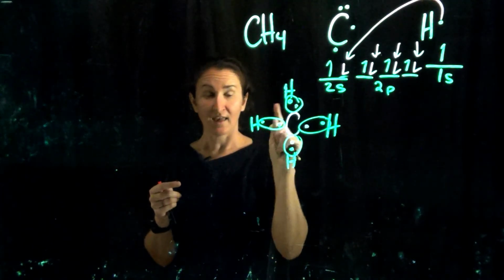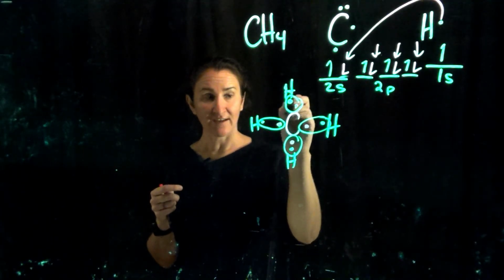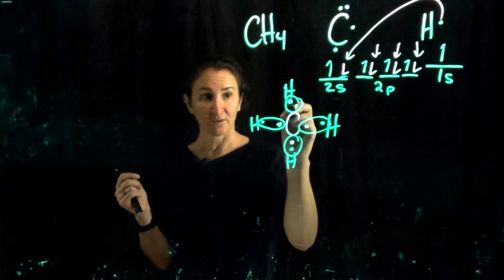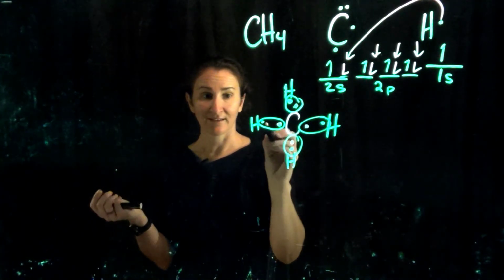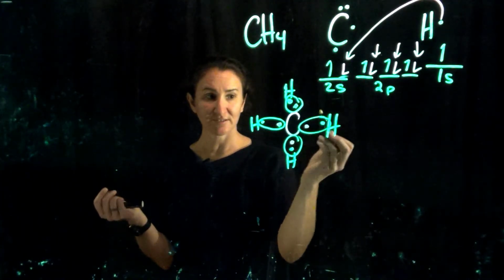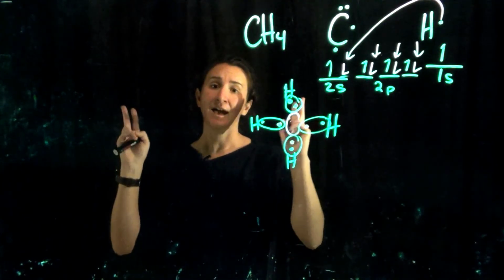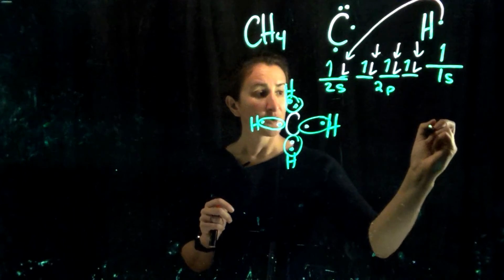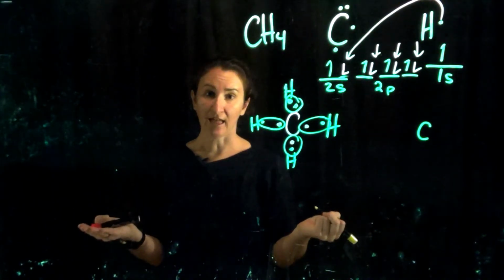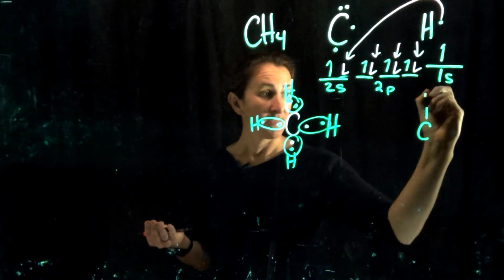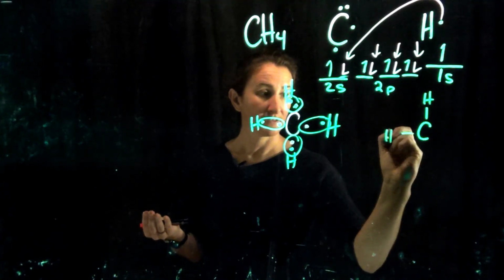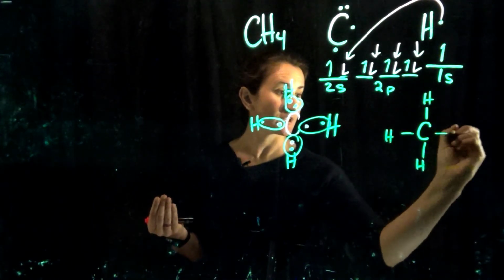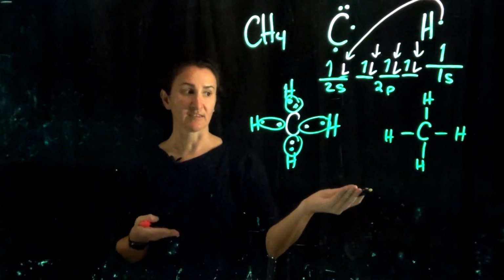Is it happy? This hydrogen thinks everything it's sharing is its own. So it's got 1, 2, it's happy. Hydrogen's got 1, 2, it's happy. So everything is happy. And so when we draw the Lewis structure for this, our first choice is deciding what is our central atom. It goes in the middle, and then all other atoms go around it. And so our Lewis structure for this compound looks like this.